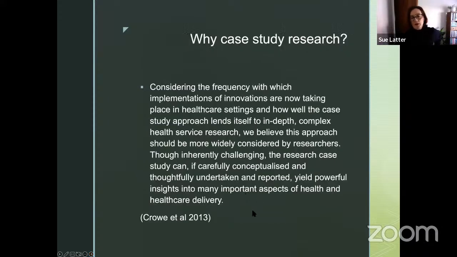So just to make a plea for why case study research is important, a couple of people have been writing about this fairly recently. When we think about the frequency with which innovations are implemented in healthcare settings, and how well the case study approach lends itself to this kind of in-depth, complex health service research, there are people calling now for the approach to be more widely considered by researchers. Although it is challenging, case study research, if carefully conceptualised and thoughtfully undertaken and reported, can yield powerful insights into the many important aspects of health and healthcare delivery.